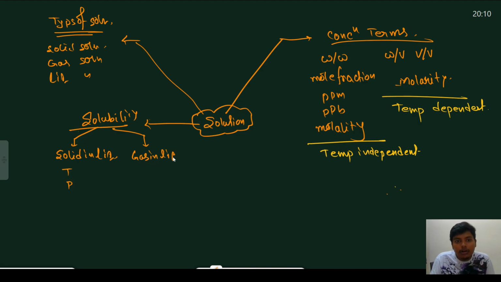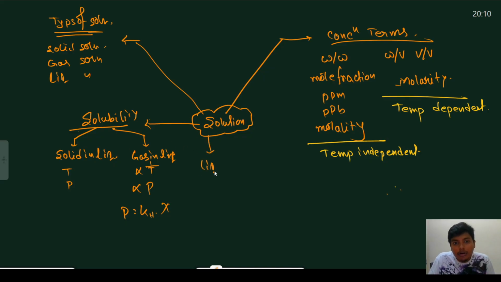Then we learn gas in liquid. Gas in liquid is always exothermic, so it is inversely proportional to temperature, and directly proportional to pressure. Clear? Here we come to Henry's law. What is Henry's law? Partial pressure is equal to Henry constant into mole fraction. Clear?